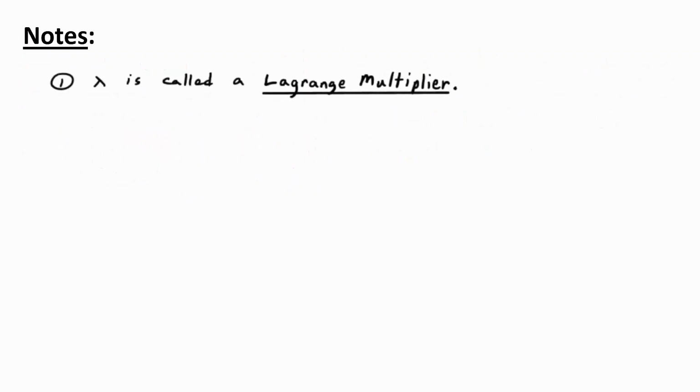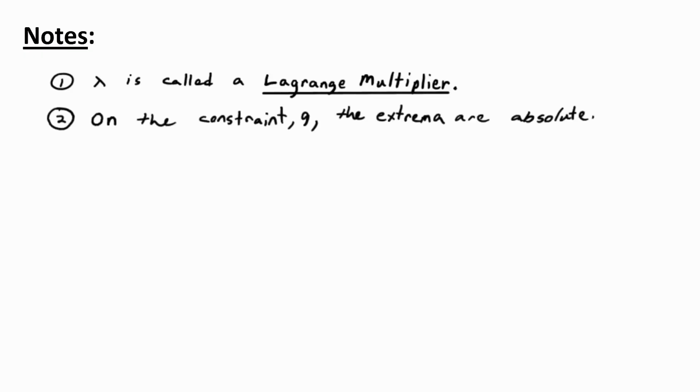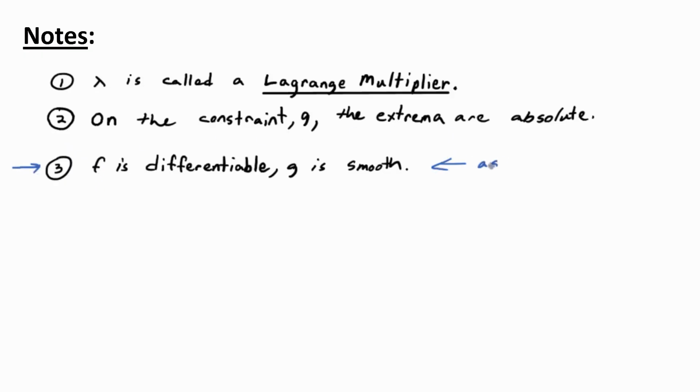Note number one, exactly what I just said. Lambda is called a Lagrange multiplier. Number two, on the constraint g, the extrema turn out to be absolute. Number three, assumptions. These are assumptions that must hold true in order for what we went over above to work. F is differentiable, which for our purposes means it's really a well-behaved surface, if it is in fact a surface. And g is a nice smooth curve. If you have a cusp somewhere on g, that ruins things.